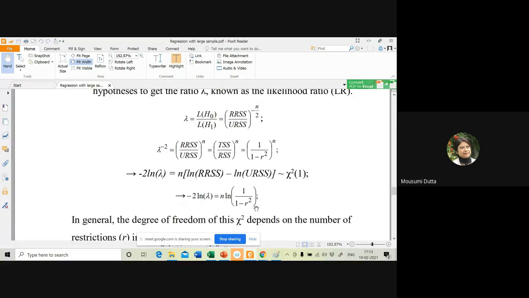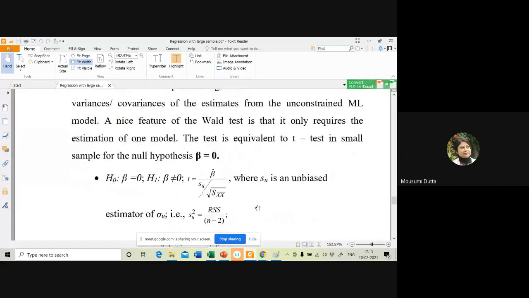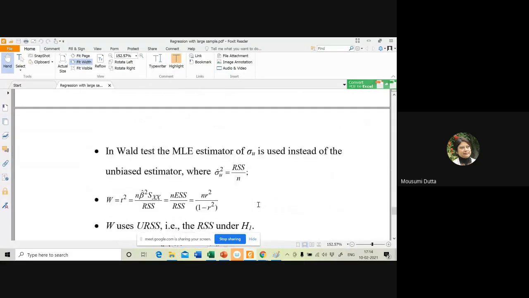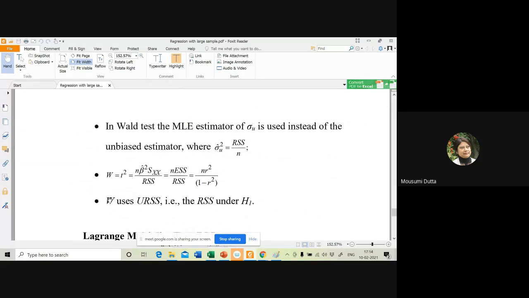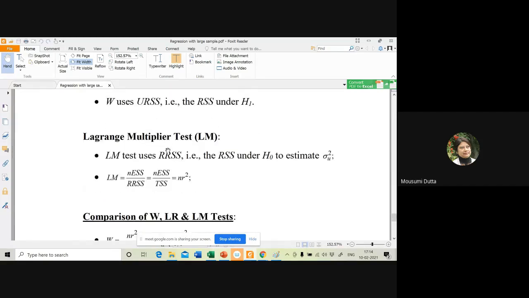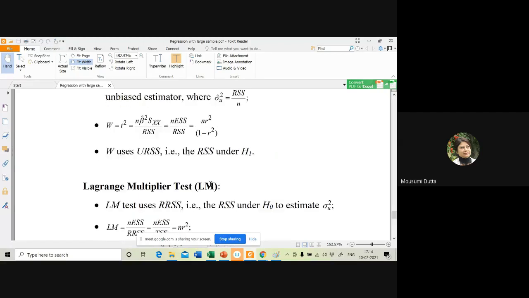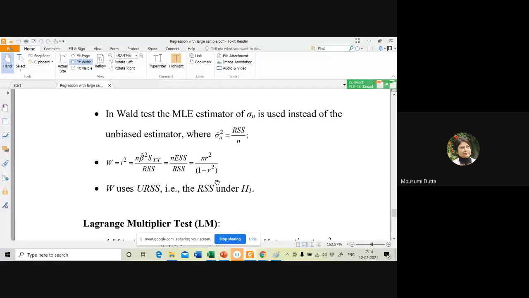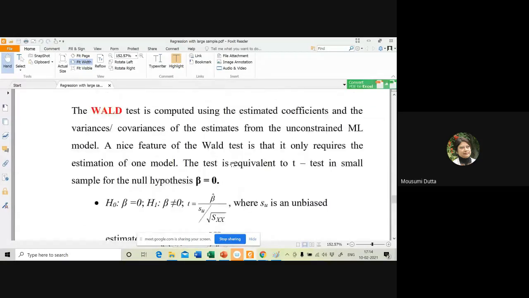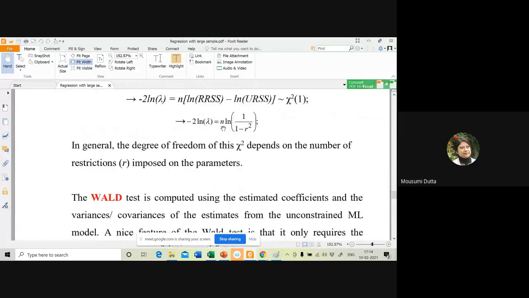So here I am showing LR is n times ln of 1 by 1 minus R square. Then I talked about the Wald test, and you will find that it is nR square by 1 minus R square. Finally, I talked about the Lagrange multiplier test, which is nR square.